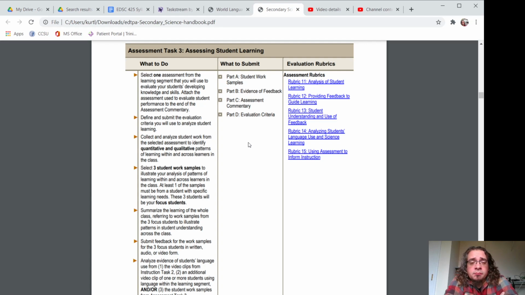Okay, so what they're asking for here should be pretty obvious: at least one of the 3 students, so choose 3, start there. One of the students should be somebody who has some kind of specific needs. They don't need to be special education labeled, but they certainly could be. So there needs to be some level of needs going on with them.